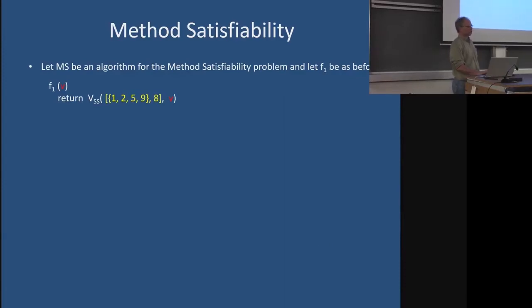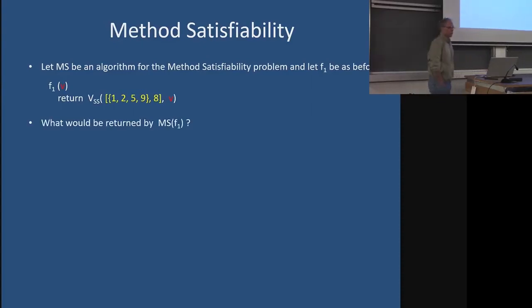Okay, so here's our first one, F1, that works with the subset sum problem. And what would be returned if we passed F1 to MS? What's MS's job when we pass this thing? Yeah? The yellow part. No, it doesn't return the yellow part. Yeah? Return a solution. Right, it returns a solution to the yellow part.